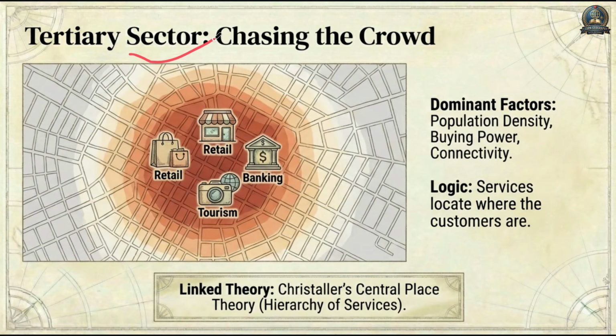Then tertiary sector: serving the crowd, retail, banking, tourism. Dominant factors: population density, buying power, and connectivity, and the logic is that services go where the customers are. Link theory: Christaller's central place theory, the hierarchy of services.